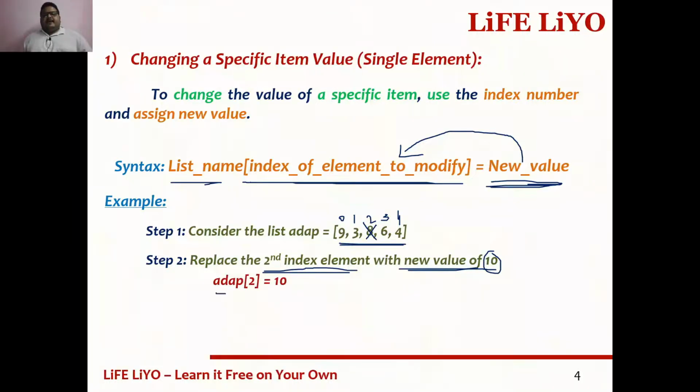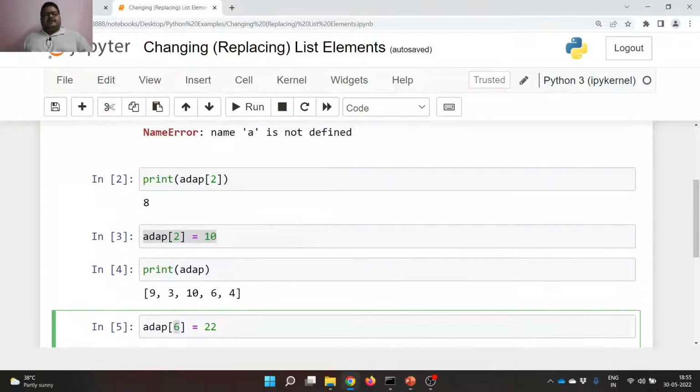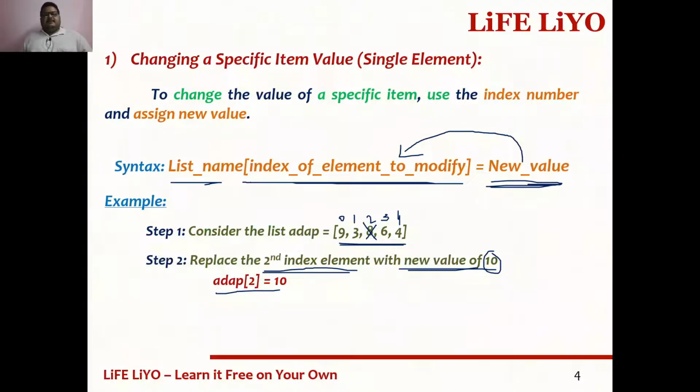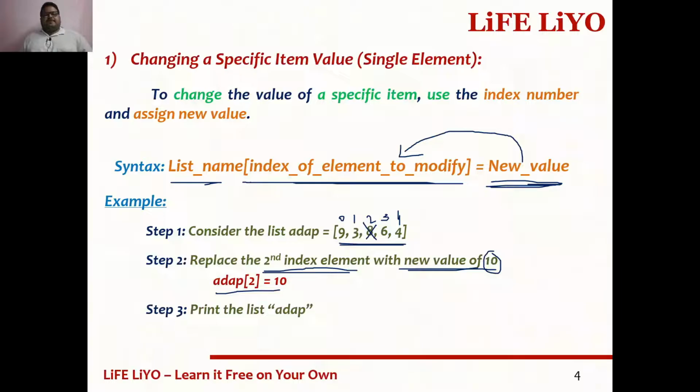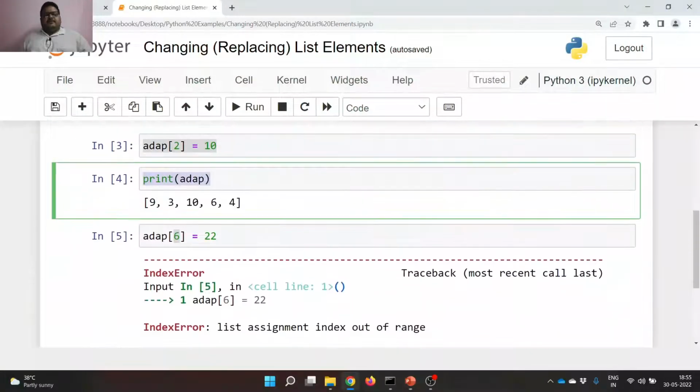Look here, adapt of 2 equal to 10. That is the same thing we have done. Now print the list. We have printed the list also. 9, 3, 10, 6, 4. What we got? 9, 3, 10, 6, 4. Yes, we completed this one.